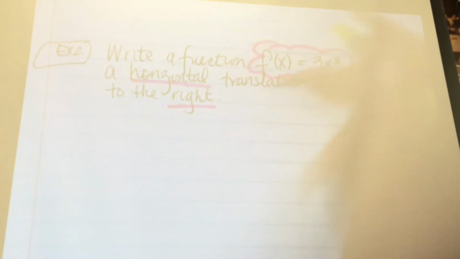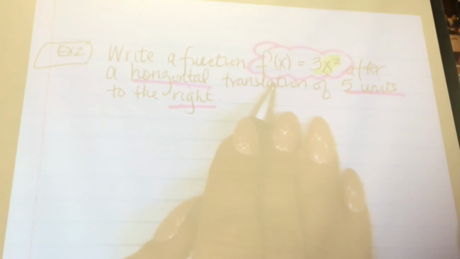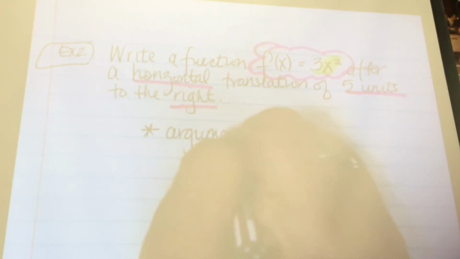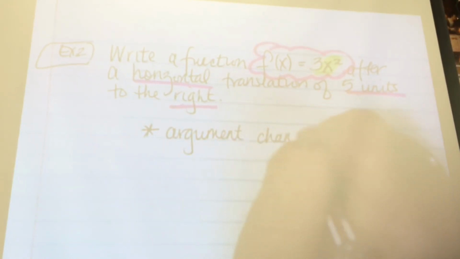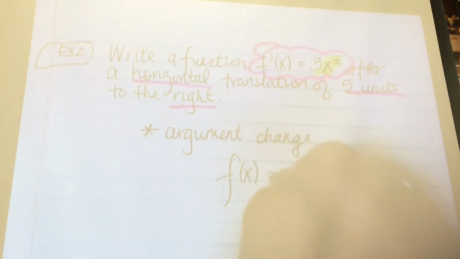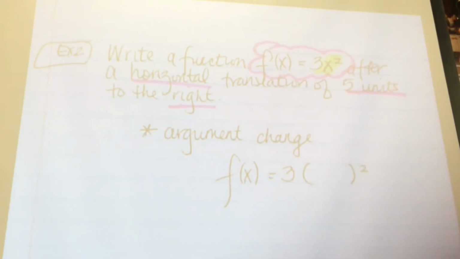I'm gonna go ahead and highlight my argument to make sure I remember that that's what I should be changing. Can you remind me, Jason, if there's a horizontal translation, is the argument changing, yes or no? Yes. Very good. So this has an argument change. So that means I have f of x is equal to, I'm going to leave that 3 alone. My argument's going to change now. How is it going to change?